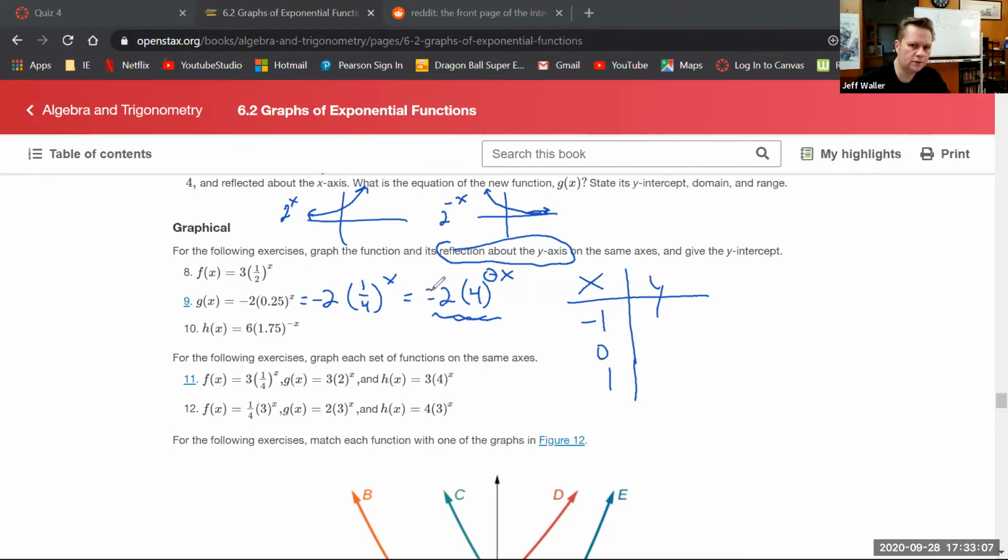And then what does this one do? Flips it over the x-axis? Yes. So now it's going to look like this. So that should basically have this shape. And then it asks you to graph the reflection about the y-axis. Okay. But to me, especially when it's something like 1/4, it just makes it better to make the base 4. You don't have to, but why not?